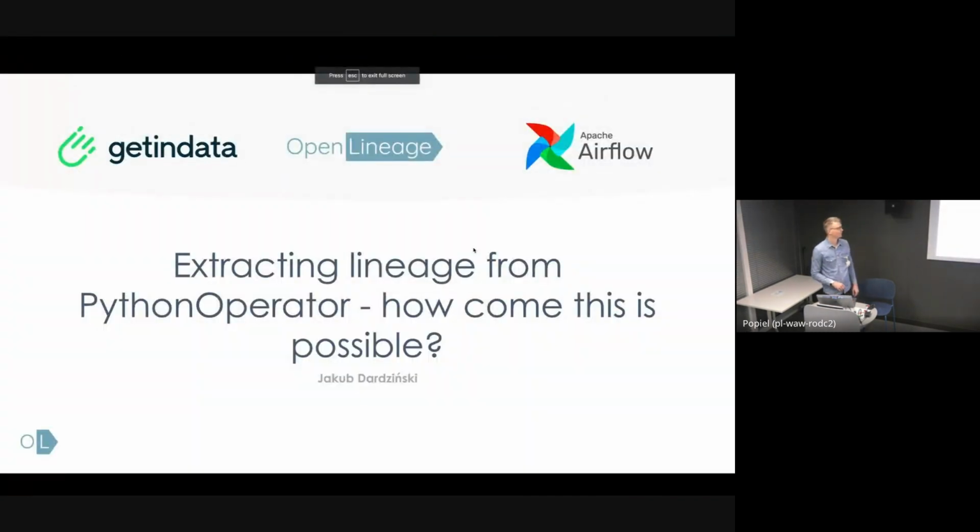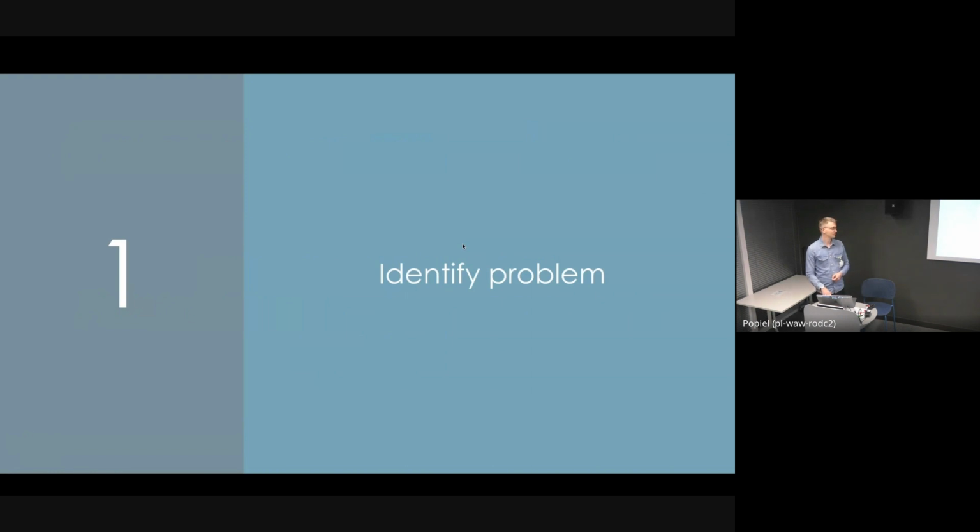That's fine. Okay. So my name is Jakub Dardziński. I'm from GetInData. I'm an OpenLineage committer and let's say maintainer too. I also commit to Airflow. Today I want to talk about extracting lineage from PythonOperator, which seems to be quite impossible. But let's see if we can find any solution. So first, let's identify the problem.